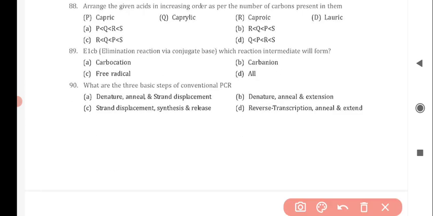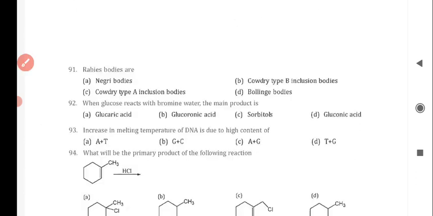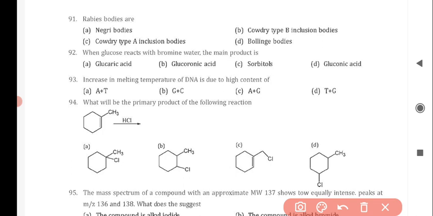Next question is, what are the three basic steps of conventional PCR? And the correct answer is option B, denature, anneal, and extension. Next question is, Rabies bodies are, and the correct answer is option A, Negri bodies. Next question is, when glucose reacts with bromine water, the main product is, and the correct answer is option D, gluconic acid.